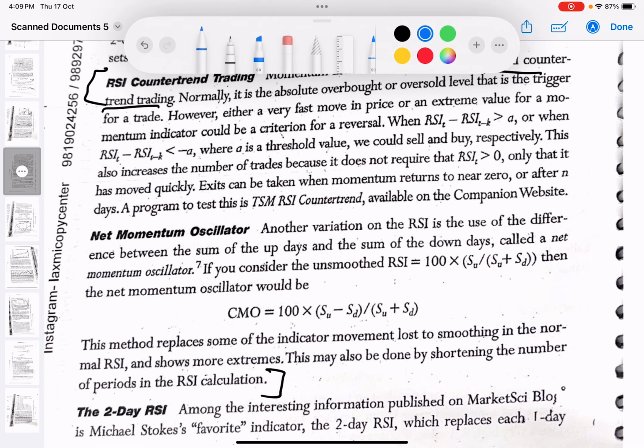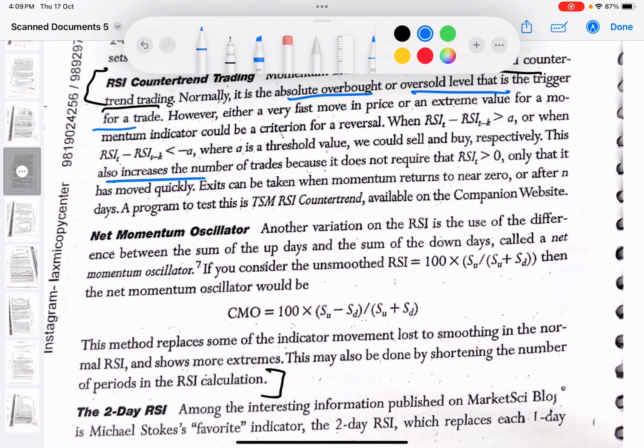Momentum indicators are used for timing and counter trend trading. Normally, it is an absolute overbought or oversold level that will trigger a trade. However, either a fast move in the price or an extreme value could be the criterion for reversal. When RSI of today minus the RSI of that day is greater than A, or when RSI of today minus RSI of that day is minus A. What is A in this? A is a threshold value. Then we could buy and sell respectively. A is the value which you will choose by yourself.